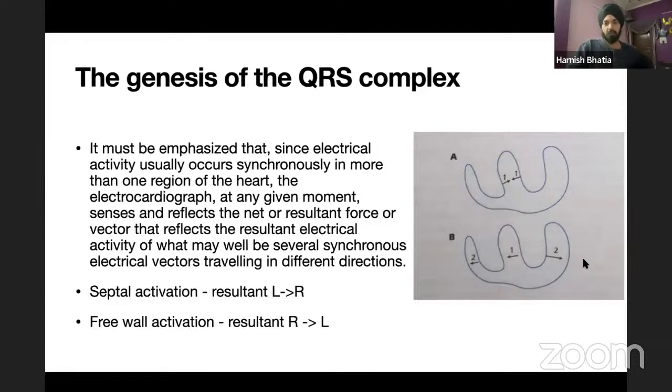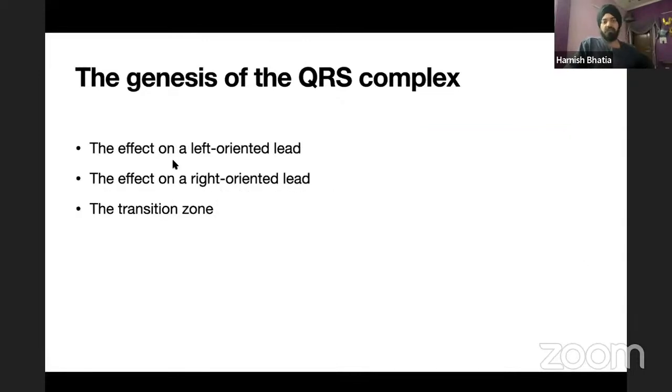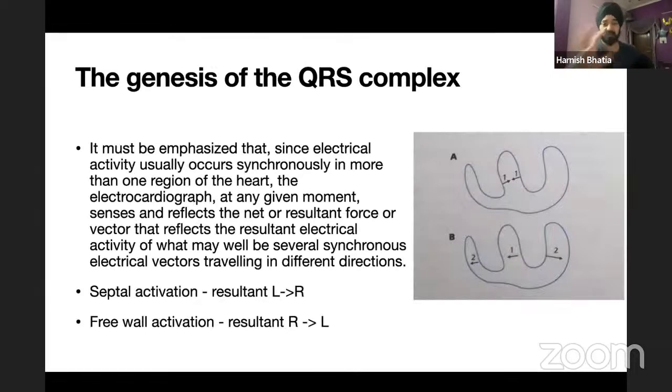Okay, so now I have to ask you one question. What is the effect of this particular phenomenon on a left oriented lead, and what is the effect of this particular phenomenon on a right oriented lead? We have understood from all the information which we've got till now that there is a left oriented lead which is V5 or V6, and there is a right oriented lead which is V1 or V2. Now how will this phenomenon reflect in those leads?